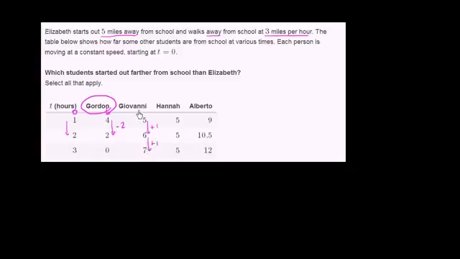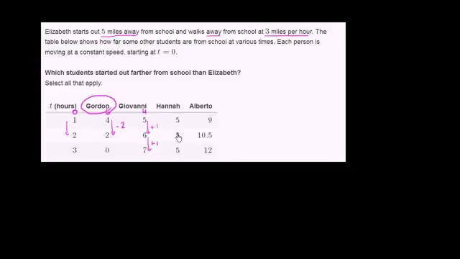So where was he at time equals 0? Well, he would have been a mile closer to school relative to time 1. So he would have been 4 miles away. So he did not start out farther than Elizabeth, who started out 5 miles away. Now let's look at Hannah.